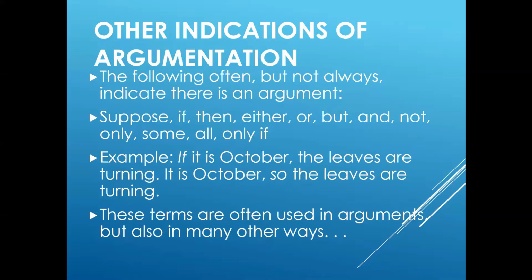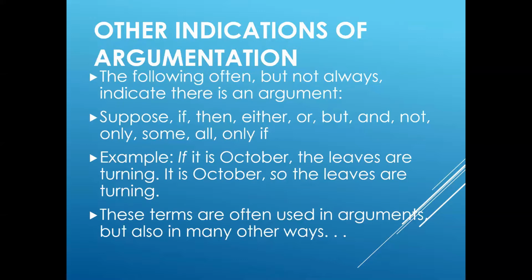Now, there are other indications of argumentation. So the following often, but not always, indicate an argument is taking place. Words like suppose, if, then, which are often found together. If and a phrase, then and another phrase. Either, or, but, and, not, only, some, all, only if. Obviously, these words are found in our English language in all kinds of places, especially conjunctions like but and. But these often include reasons to believe something.